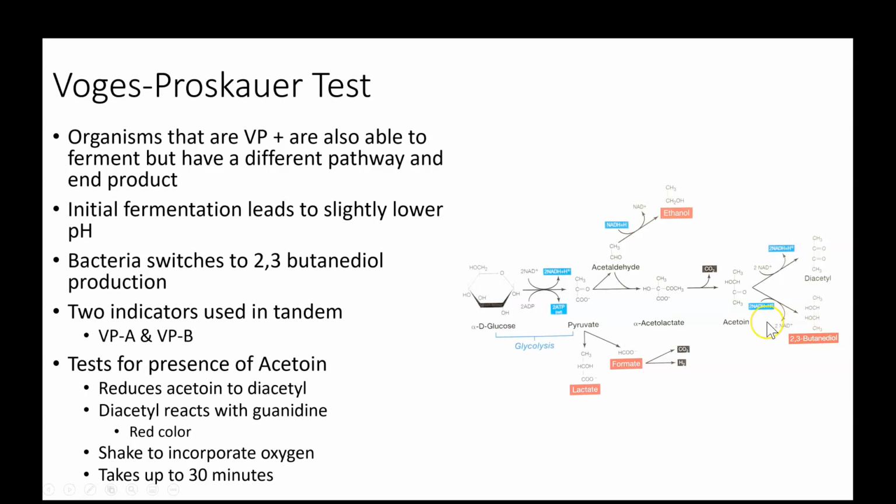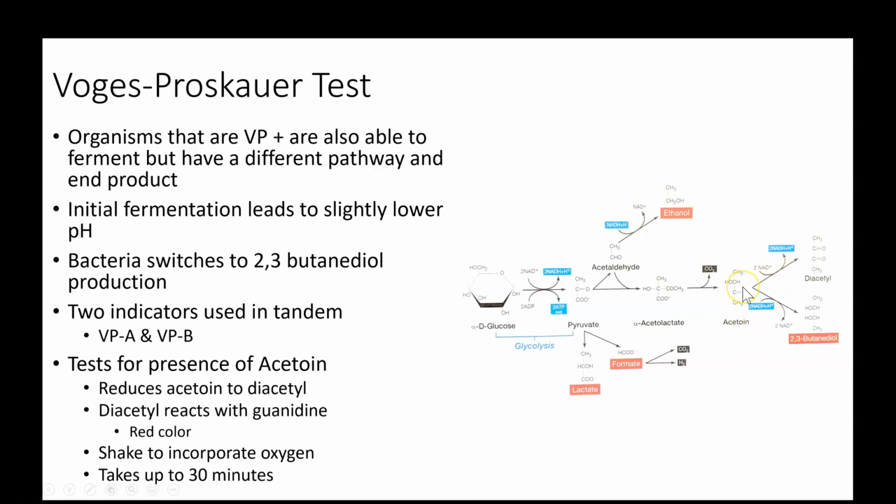We see fermentation lead to a slight decrease in pH initially, but that will stabilize itself very quickly as these acid end products go away and 2,3-butanediol accumulates in the media. The bacteria sense this and switch to the 2,3-butanediol pathway. Similar to the methyl red test, we use indicators after incubation, and we have two of them, called Voges-Proskauer A and Voges-Proskauer B. These reagents test for an intermediate in this pathway called acetoin.